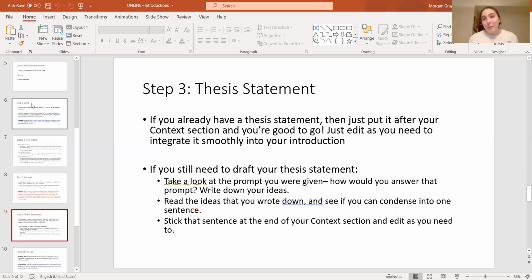statement. If you already have your thesis statement, go ahead and just plonk it down after your context section and you're good to go. Edit as you need to in order to integrate it smoothly into your introduction. You want it to feel like part of the whole, not like something you wrote separately, even though you probably did write it separately. If you still need to draft your thesis statement, here's the Cliff Notes version of how.